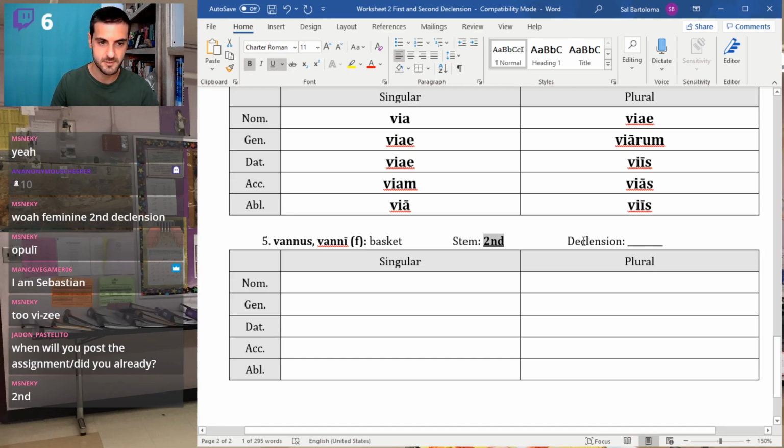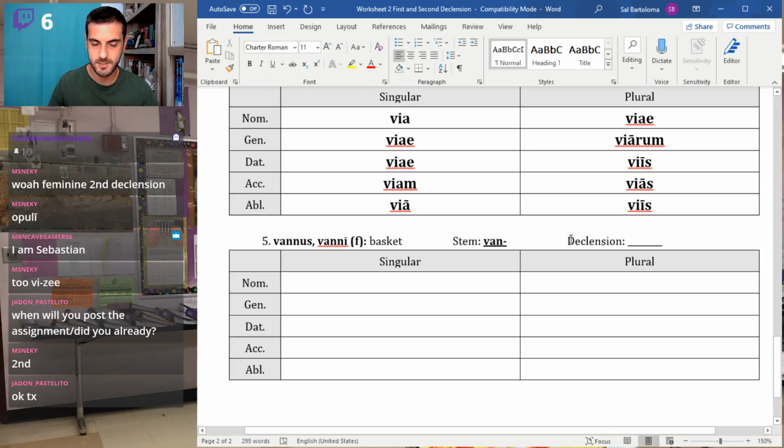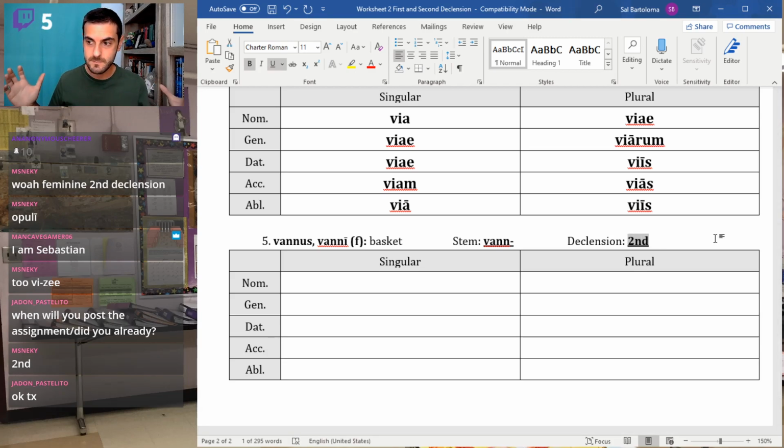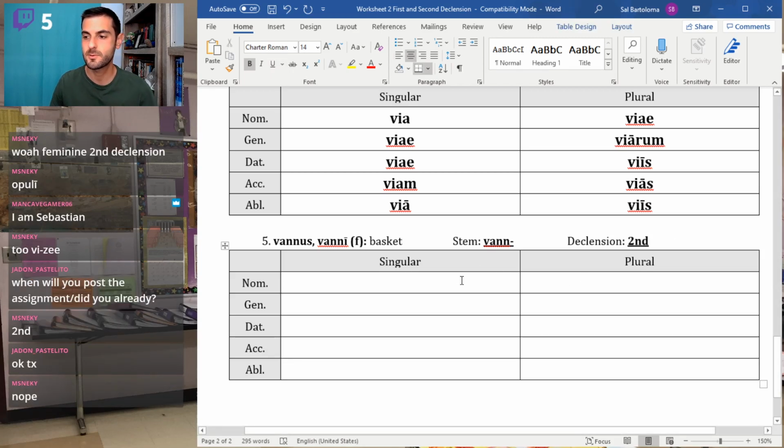Whoops, the stem is not second, the stem is one. And the declension is second. So now, does it matter that it's feminine? Is that feminine thing going to affect my declension? The answer is, of course, no.